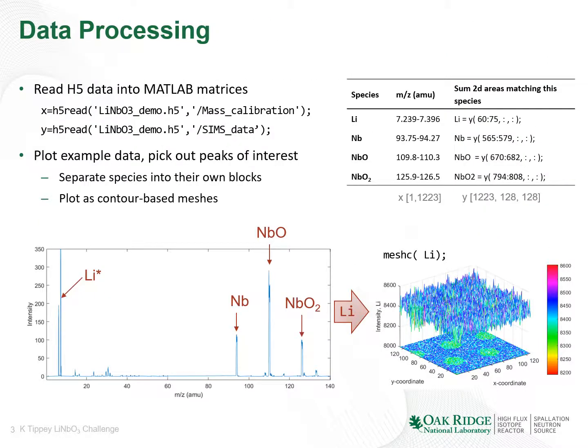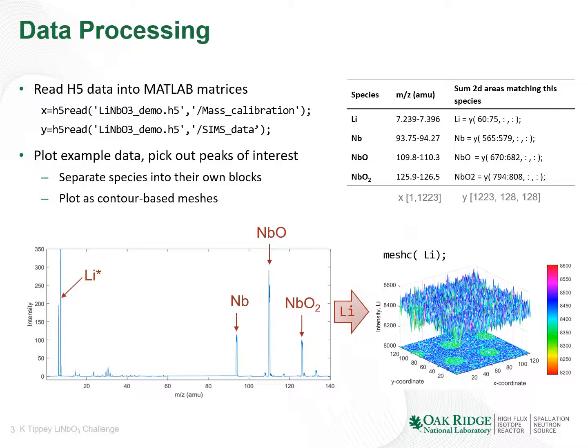So for data processing, we had to read in the hierarchical data file into MATLAB matrices. I picked X for the mass calibration header and Y for the SIMS data header. I plotted an example data point, X equals 100, Y equals 100, and picked out some of the species of interest. The lithium peak, the niobium peak, and the niobium oxide peaks were the largest peaks, so I used them to start this analysis to get an idea of what I was looking at. And Mesh C creates a mesh with a contour background, so you can get a more 3D visual of what's going on.